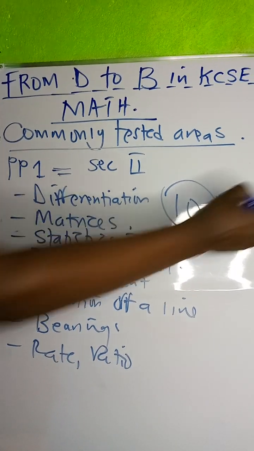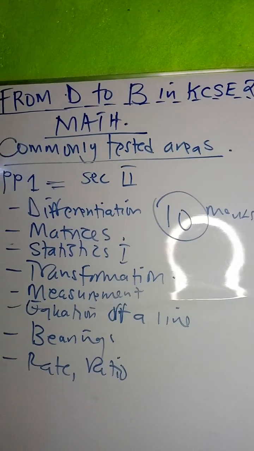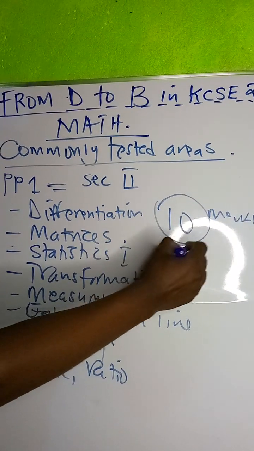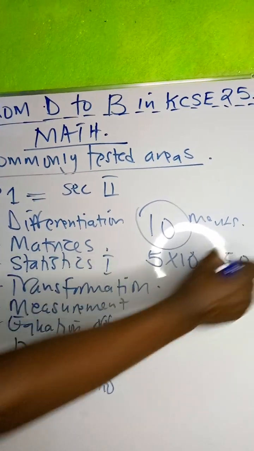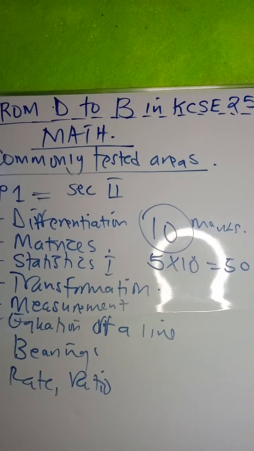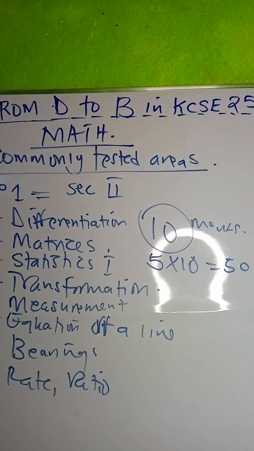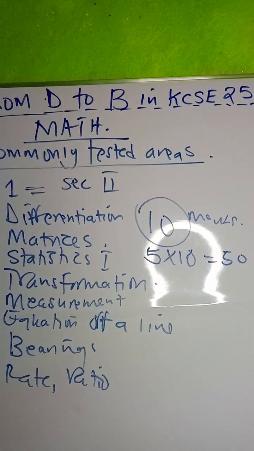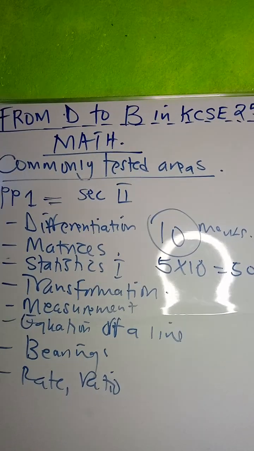As a student, you must prepare so that you can handle at least 5 areas, and the 5 areas will give you 10 marks each, and that will give you 50 marks. When you add that to what you get in section A, then you'll be able to score some very good marks. And join us in our next video as we discuss the commonly tested areas in section 2.